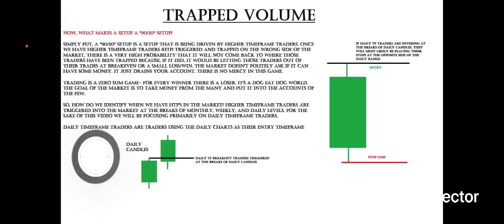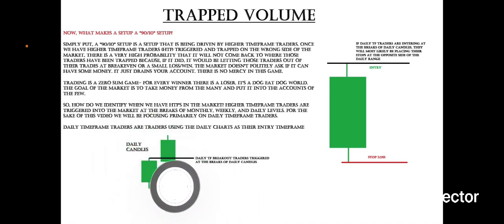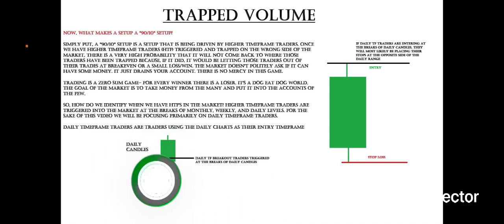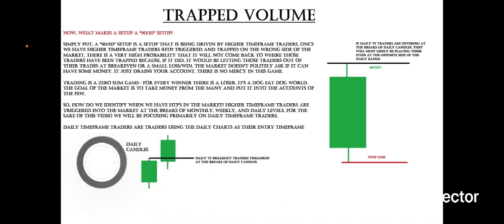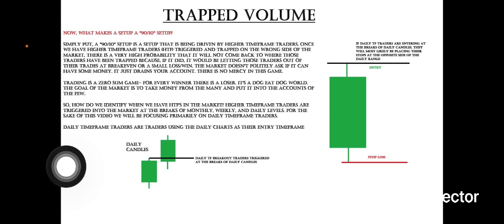So you can see down here in this drawing, these are supposed to be daily candles. And daily time frame breakout traders are triggered at the breaks of daily candles. So once this day breaks the previous day's high, breakout traders have pending orders sitting there. They are convinced that because we've broken out of the previous day's high, we're going to continue to see higher prices. And sometimes they're right, but we know that 80% of breakouts fail.